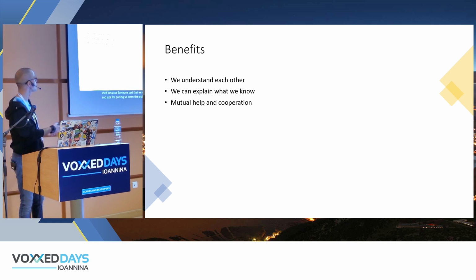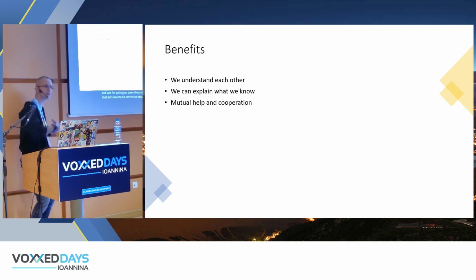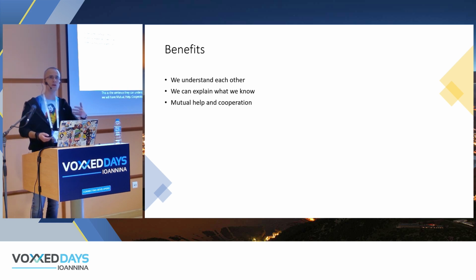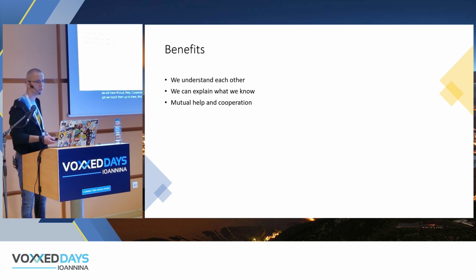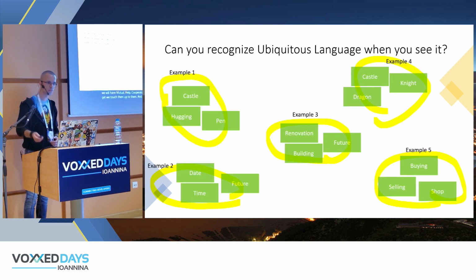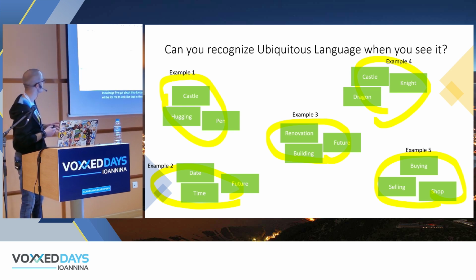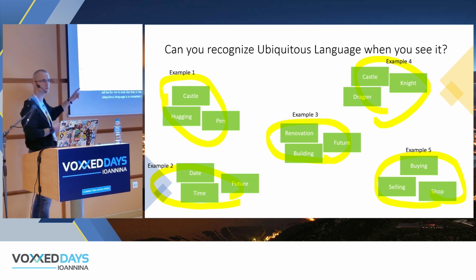And so we will have mutual help and cooperation because I can get back to them with that feedback. And of course, they can share that with me. And the more knowledge I've got about this domain, the easier it will be for me to reflect that in the code. So if the ubiquitous language is a consistent language within some boundaries, can you tell me which boundaries are wrong?